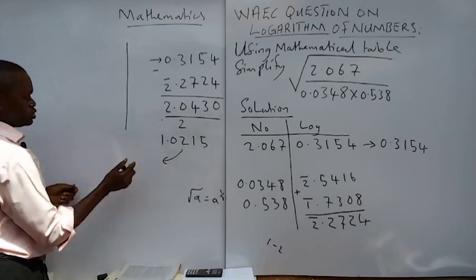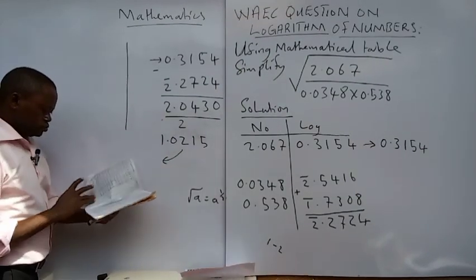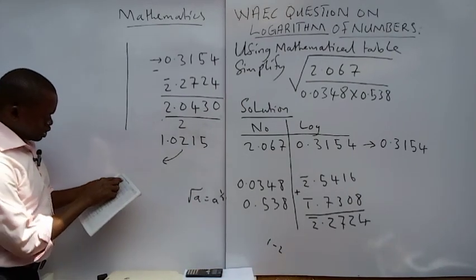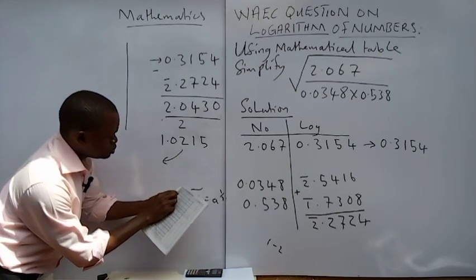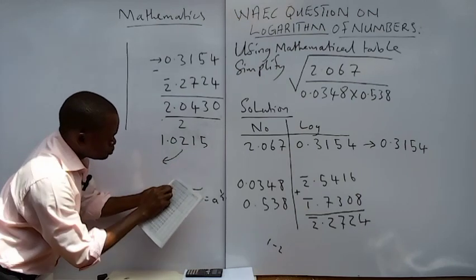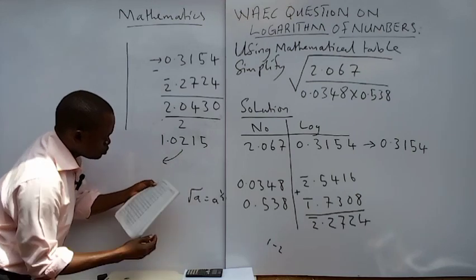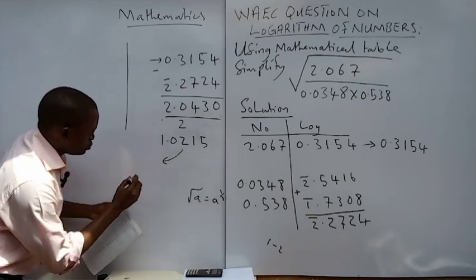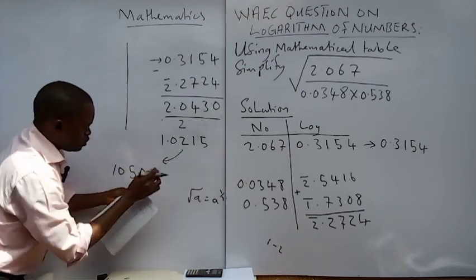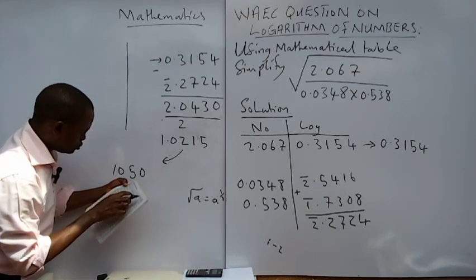It is at this point we will go to the anti-logarithm table and look for the anti-log of that value. In the anti-logarithm table, you look at 0.02 under 1. 0.02 under 1 is 1050. There is a difference of 5. Follow that line and go to the difference section.